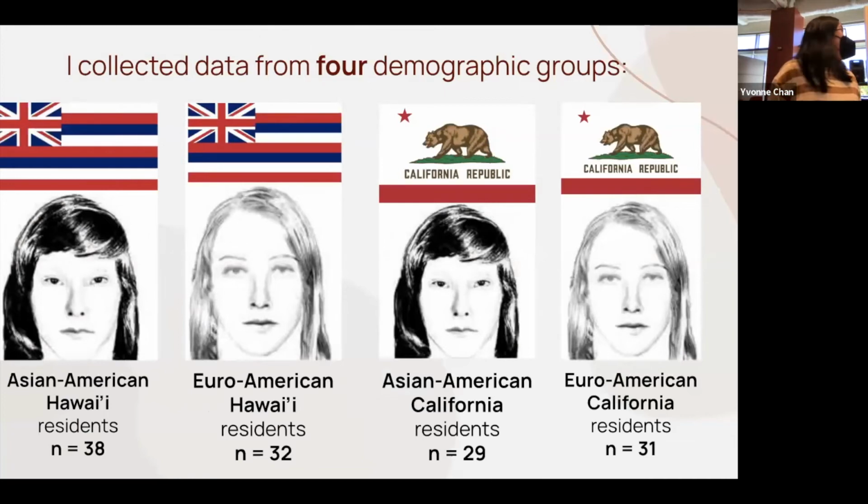The 4 demographic groups I studied were Asian American Hawaii residents, Euro American Hawaii residents, Asian American California residents, and Euro American California residents. So my hypothesis was that Hawaii residents of both ethnicities would have less of an anti-Asian implicit bias than California residents because of that higher population, you know?